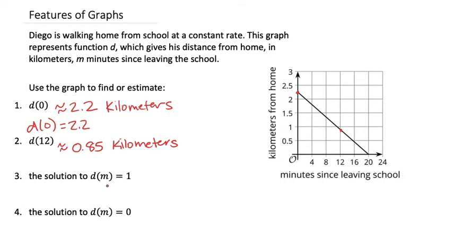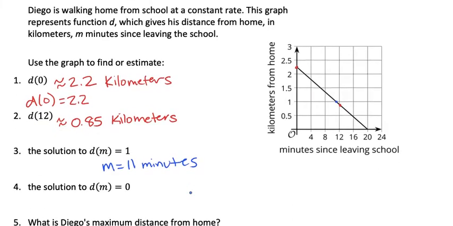Number 3 is the solution to d of m equals 1. Now in this case, 1, the value that we're given, is the y value, and we're trying to find the x value at that point. So I'm going to go to 1 on the y-axis and go across to find the point, and I'm going to try to figure out what the x coordinate is at that point. I'm going to say that it's about 11. And my x values are times in minutes, so it's about 11 minutes.